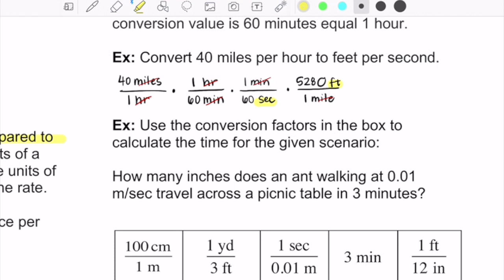So to figure out how many feet per second it is, you're going to do top times top times top times top, and then you'll do bottom times bottom times bottom times bottom, and then you'll divide those two numbers. 58.6 feet per second, the 6 repeats. So you can indicate that there, or you could round it to 58.7.